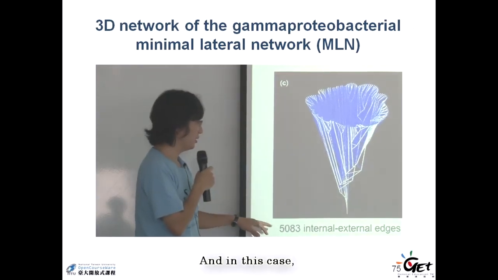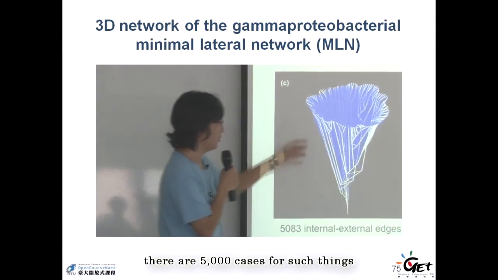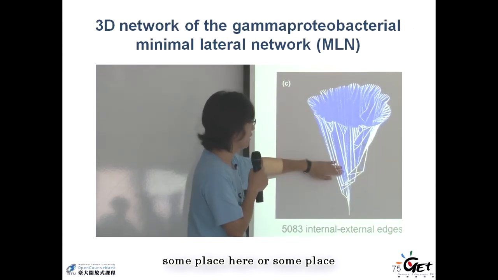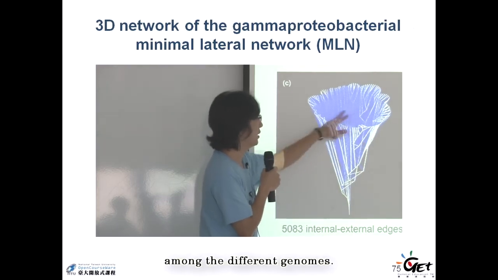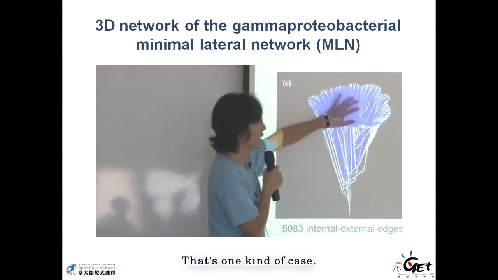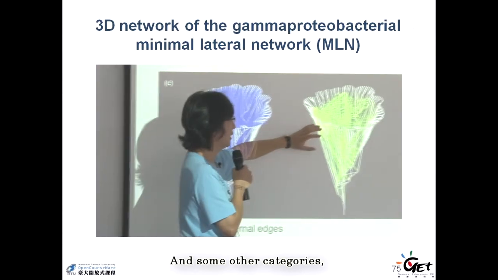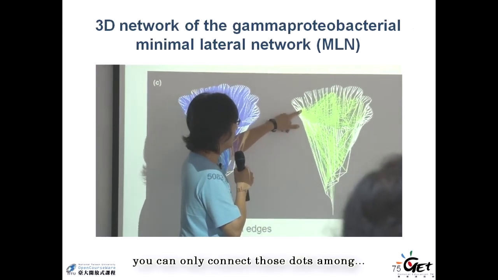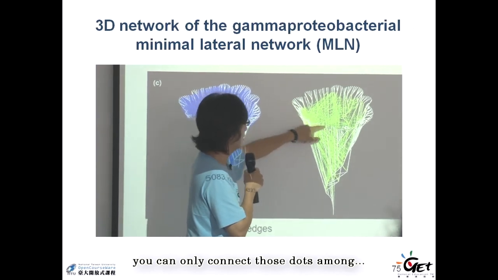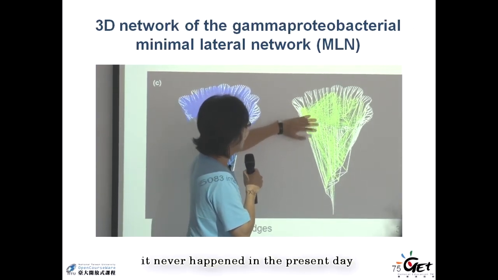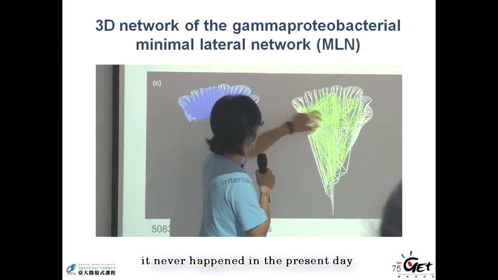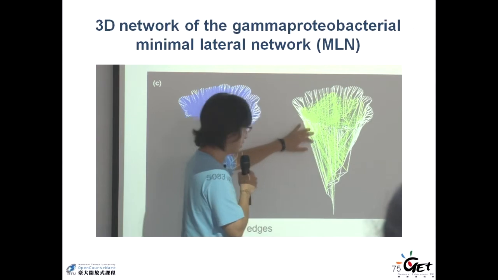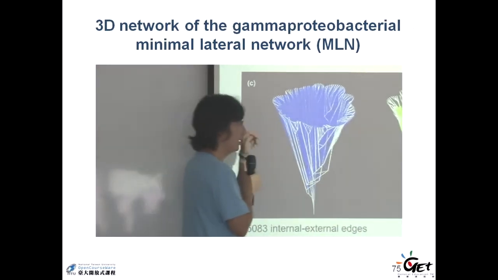And in this case, there are 5,000 cases for such things. You can connect the present genome to some place here or some place among the different genomes. That's one kind of case. And in some other categories, you can only connect those dots among themselves. It never happened in the present day, but only in the ancestral state they can connect to each other. That's called the internal edges.